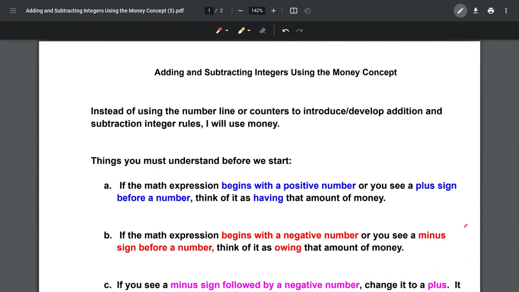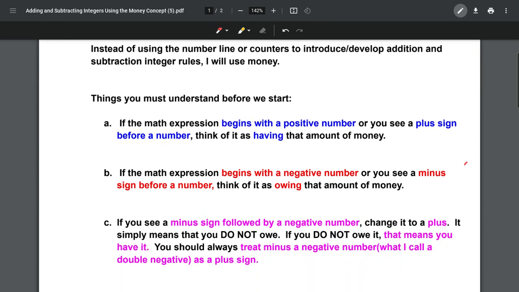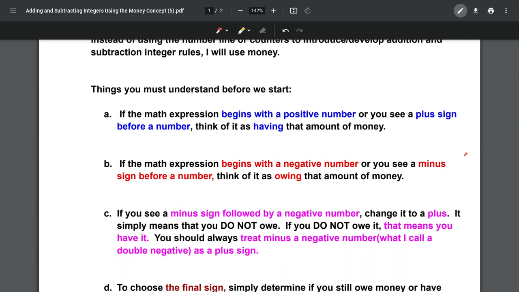I'm going to teach you adding and subtracting integers using the money concept. And at any point you don't understand what I'm talking about in this video, I'm going to need you to pause it and call me over to your desk. Okay. This is very important because this is how I'm going to catch you up with those people that learned this skill in sixth grade. So instead of using a number line or counters to introduce or develop addition and subtraction integer rules, I'm going to use money. So things that we'll need to know before we start.